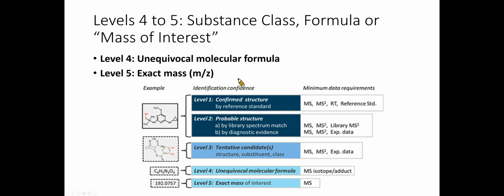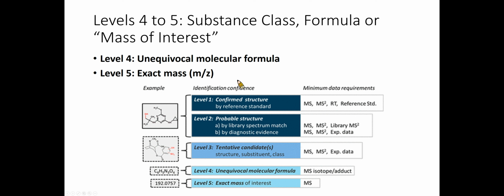Level 4, unequivocal molecular formula, is possible when a formula can be unambiguously assigned using the spectral information, but insufficient evidence exists to propose a possible structure. The mass could be uninformative, contain interferences, or not even exist. However, the formula provides some information and is worth presenting as it can be traced in future studies.